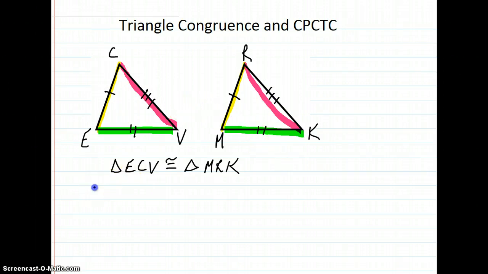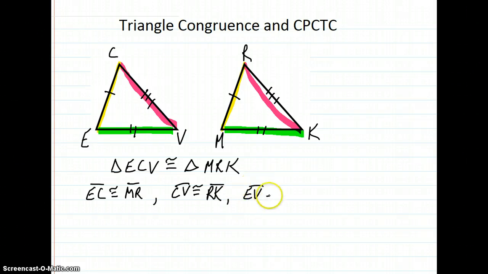We have segment EC is congruent to segment MR. We have segment CV is congruent to segment RK. And we have segment EV is congruent to MK. So when we know this, we know that the three sides are congruent.